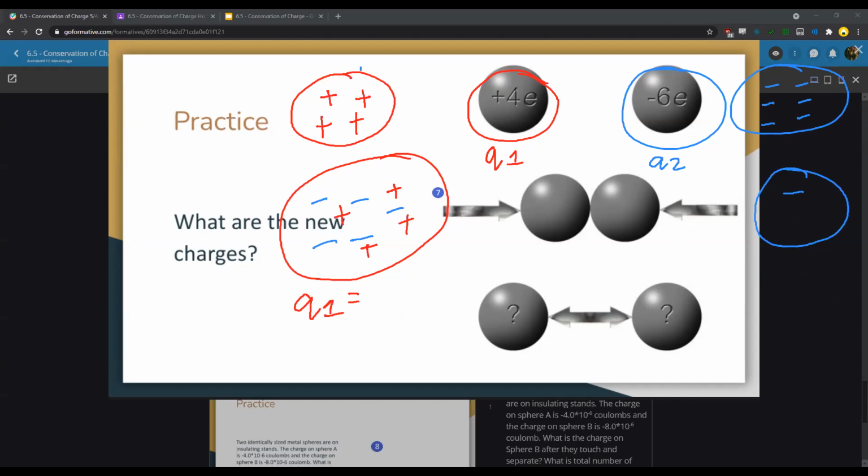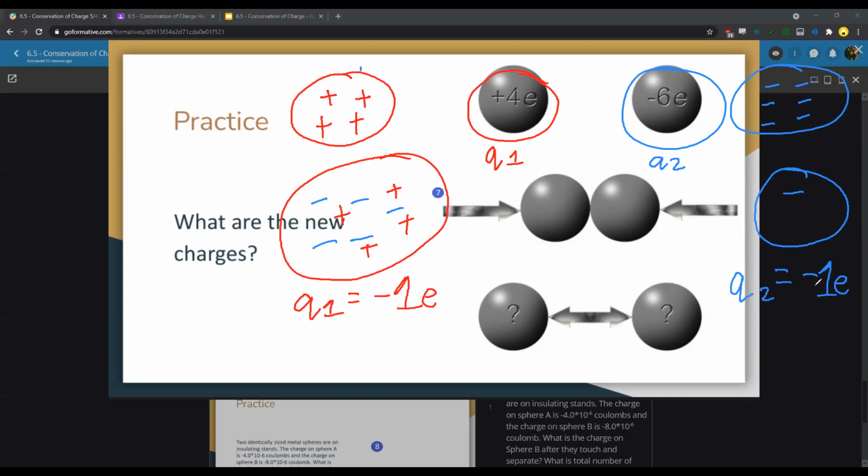It's not negative 2. Negative 2 would imply you have two more electrons than protons. Yeah, it's negative 1. You have one more electron than proton. What about charge 2? Also negative 1e. So now you've arrived at your answer. The answer would be a charge of negative 1e.